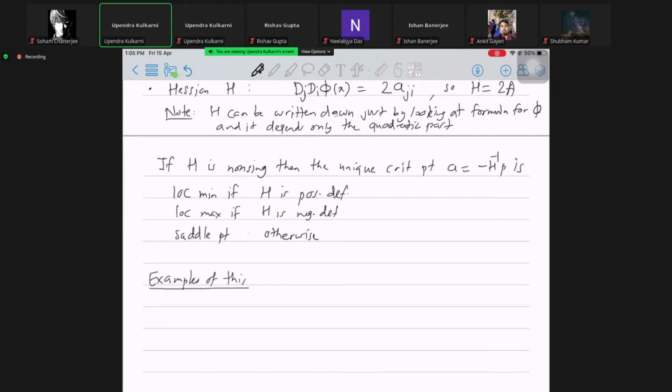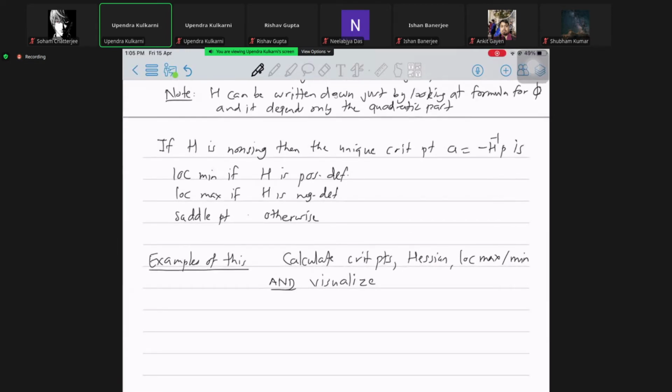We're almost out of time, so let me write down some examples of this. You should calculate all of these: critical points, Hessian, local max, min. And the key thing is to visualize. There is a lot of geometry going on over here. Let me write down some very basic examples, and I will also give you references.